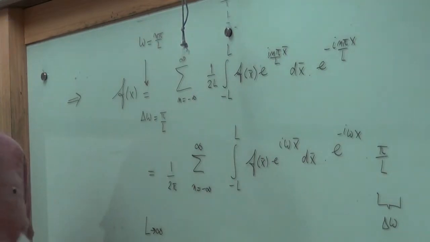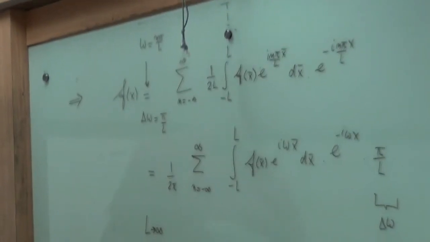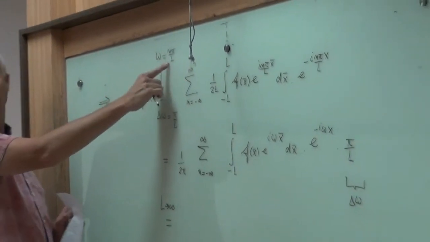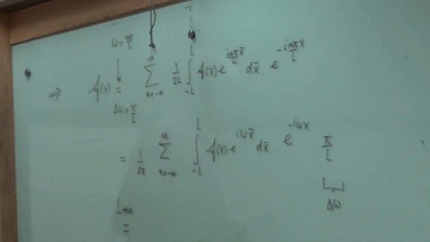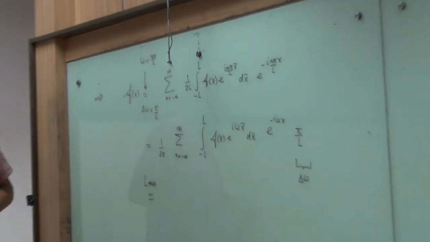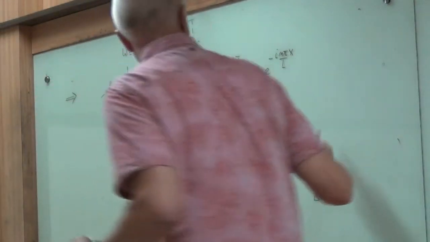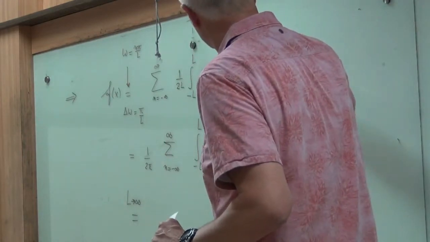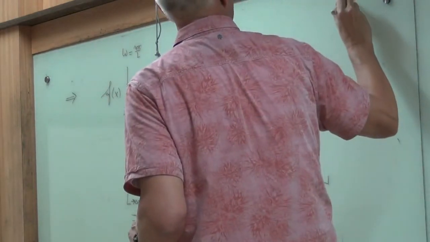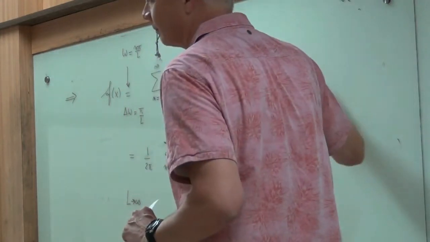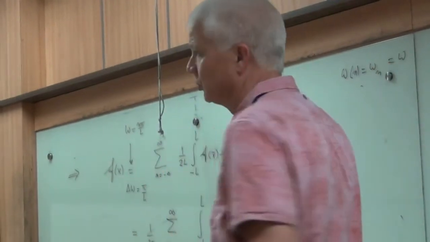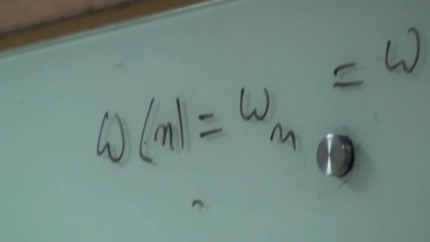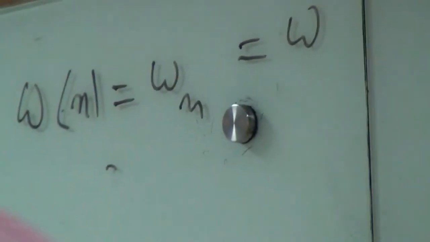Well, this becomes an integral from minus infinity to plus infinity. I define this to be omega as a continuous variable, knowing that this is omega n. It doesn't matter here. This is delta omega, and I call this omega depending on n. So if you write it like this or this, it doesn't matter, or if I write it like this, then I understand what I mean. So implicitly it's depending on n.